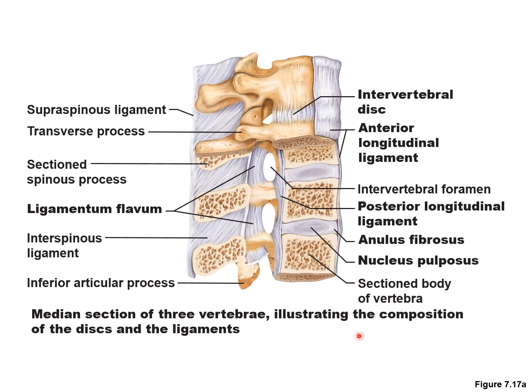In this diagram, you can see these ligaments and the intervertebral disc that we just discussed. Here is the anterior longitudinal ligament. On the back side, it will be the posterior longitudinal ligament. We have the ligamentum flavum that connects vertebrae to each other. Here it's not shown, but we have many short ligaments that connect adjacent vertebrae to each other. Also, you can see the intervertebral disc over here.